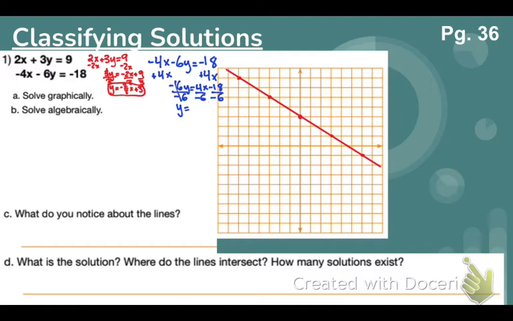What's 4 over negative 6 simplified to? 2/3, yeah, a negative 2/3. And negative 18 divided by negative 6 will give us a positive 3. You have a question? So 4 divided by 6, 18 divided by 6. Yeah, it's going to be the same thing.